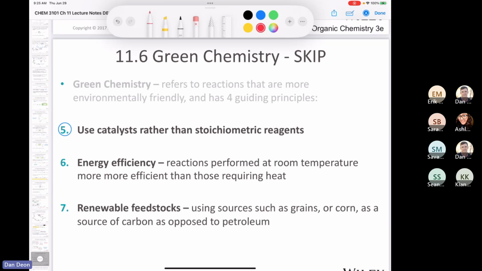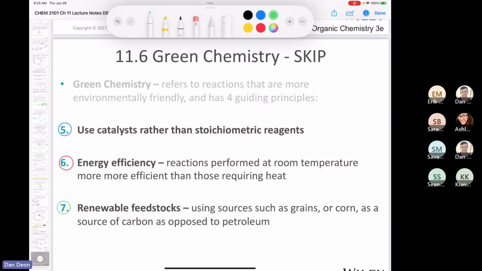Energy efficiency, this isn't something I've thought about a lot, but you can imagine that if you're heating a reaction mixture, if you can avoid turning up the heat for days on end, let's say you have to reflux it or something, doing the reaction at room temperature is going to use less energy. And then, of course, renewable feedstocks, right? If you can find some kind of starting material that is renewable, that's going to be better than using some kind of petroleum-based starting material. So there you go. That's what green chemistry is.